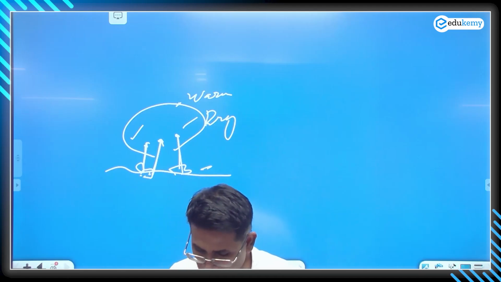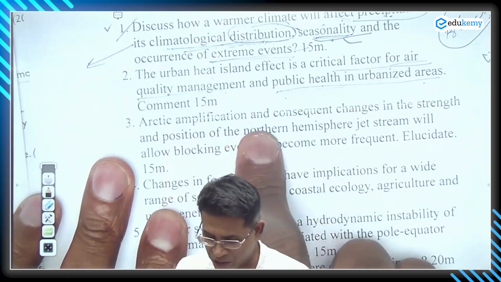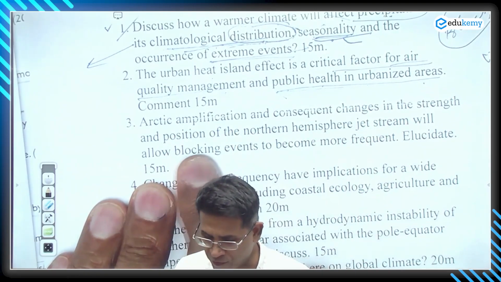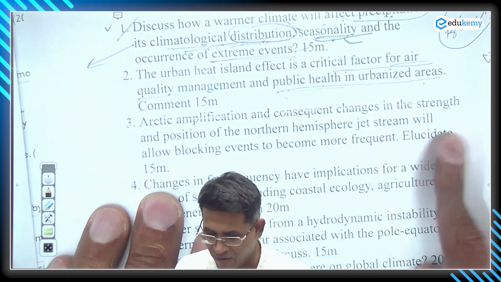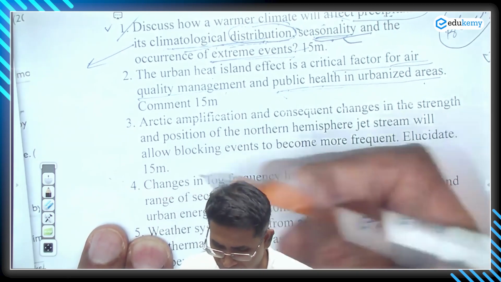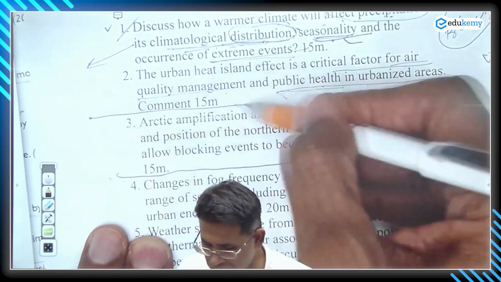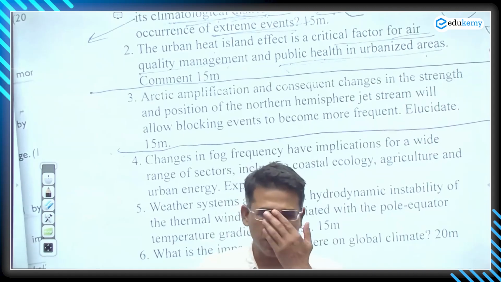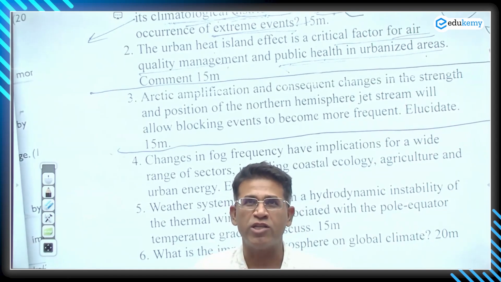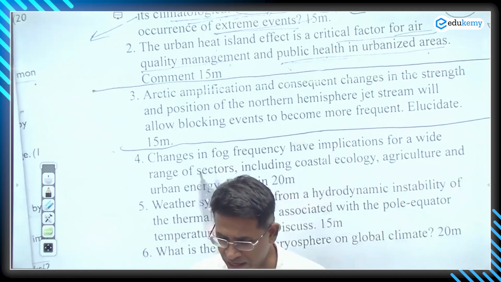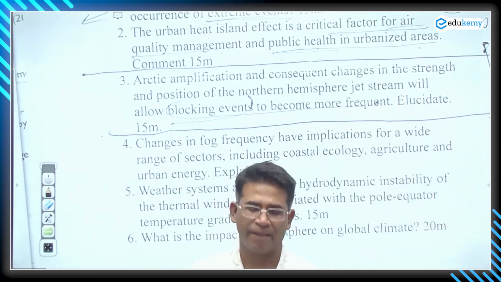Next is question number 3. Arctic amplification and consequent changes in strength and position of the northern hemisphere jet stream will allow blocking events to become more frequent. Not sure whether they will ask it this way, but you can always use this in a discussion of climate change.